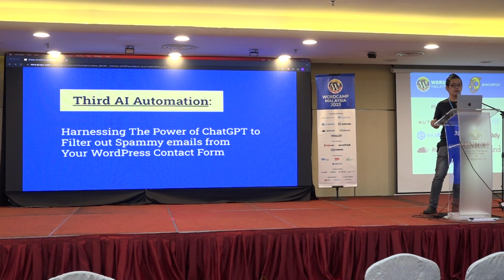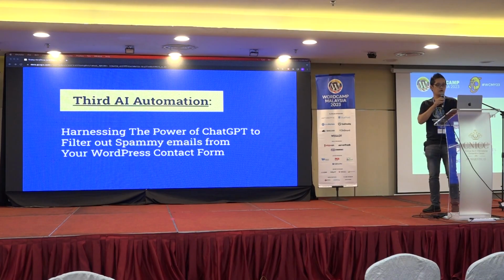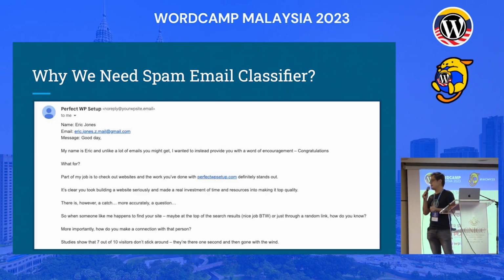Then the third one is the third automation, which is harnessing the power of ChatGPT to filter out all the spammy email from your WordPress contact form. There's one area where a lot of us, me included, often face a challenge, which is managing emails from contact forms. A contact form is like a double-edged sword. On one side, you get inquiries from real clients, who want to ask about your service or your business. But on the other side, it's an open invitation to all kinds of spam. Basically, everyone just spams you. Now, I get it.